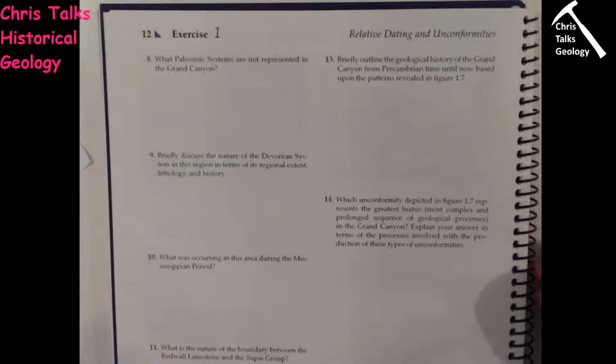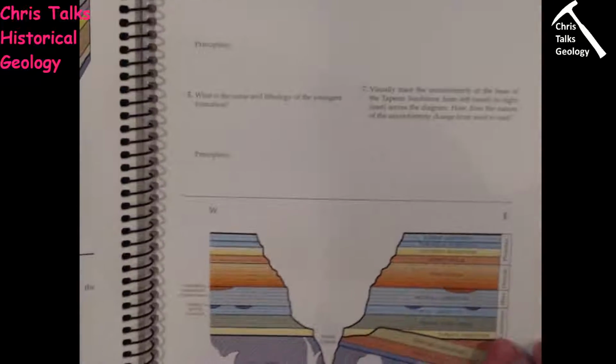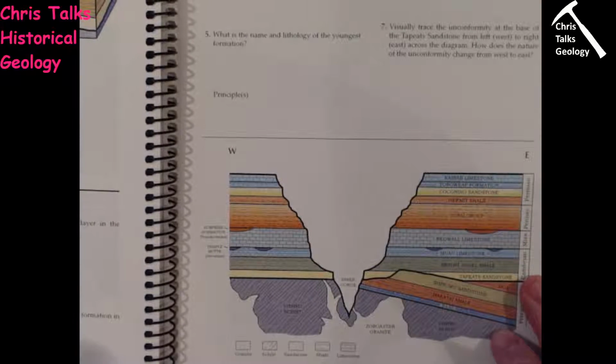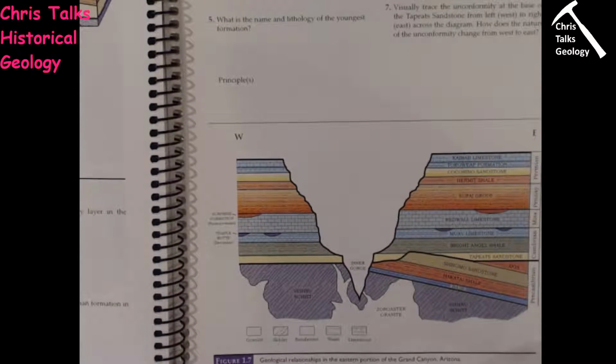Okay, so on to question 13. Briefly outline the geological history of the Grand Canyon from Precambrian time until now. So, head back to figure 1.7. We are essentially trying to work out what the geologic history is. Okay, so in terms of the geologic history, it's number one. What order were the rocks deposited in? Number one.